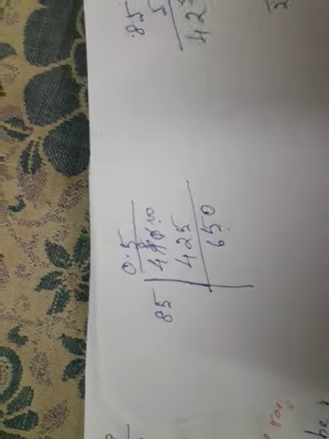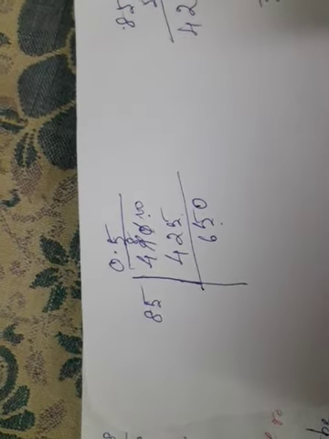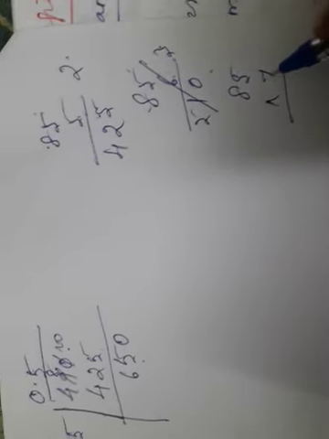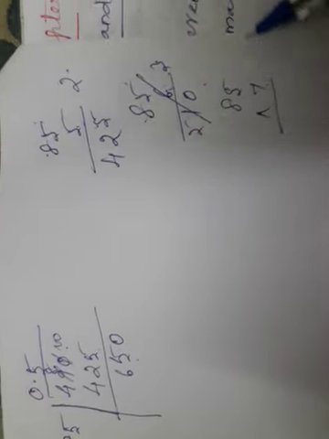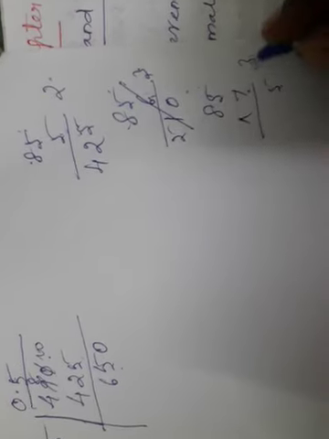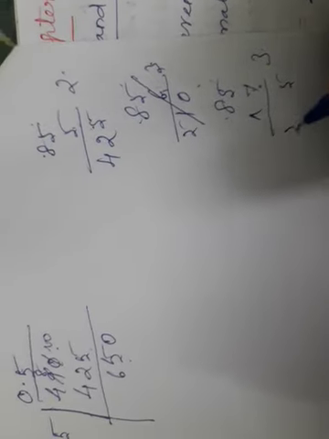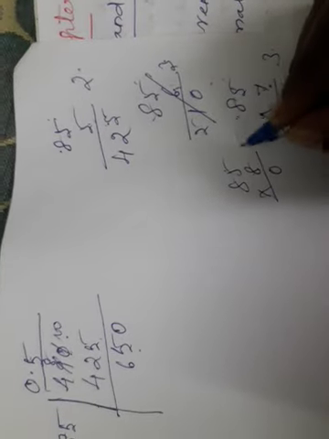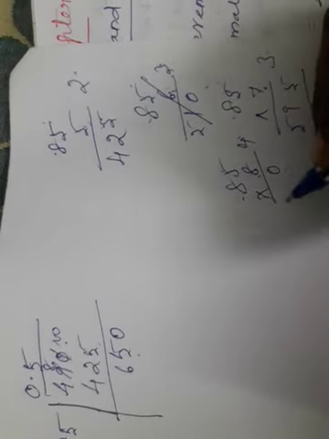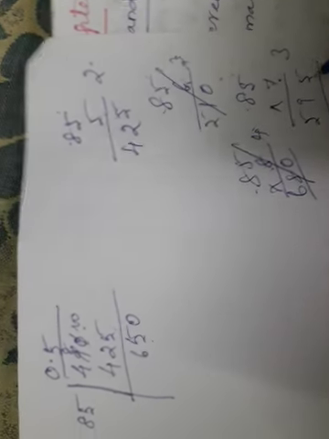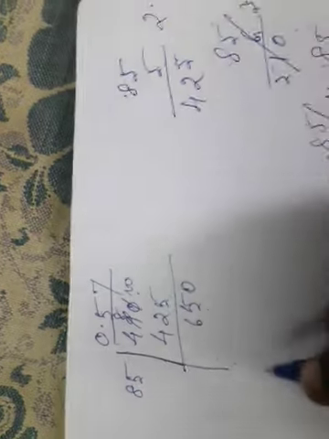So 65 is here. Now you have to take 85 sevens. 6 times we know already, so next time you take 7. 7 fives are 35, remaining 3, 56, 59. If you put 8 times: 8 fives are 40, 8 eights are 64, 68 came. So this is not needed. You have to stop at 7 itself. So 595.